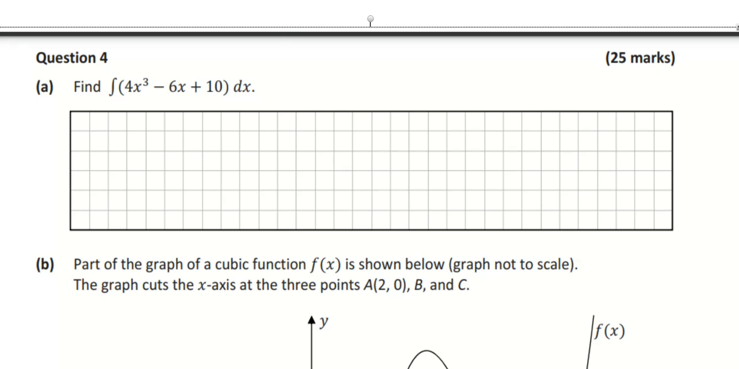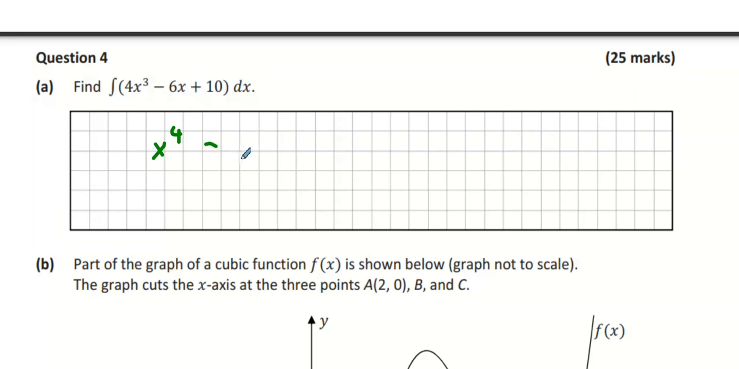So next question is an integration question. We start off by integrating this. Now, when you integrate 4x³, you add 1 to the power, so it's x⁴, and you divide by the new power, which is another 4, and then the two 4s will cancel, leaving x⁴. If you differentiate x⁴, it turns back into 4x³, so you know you're correct.